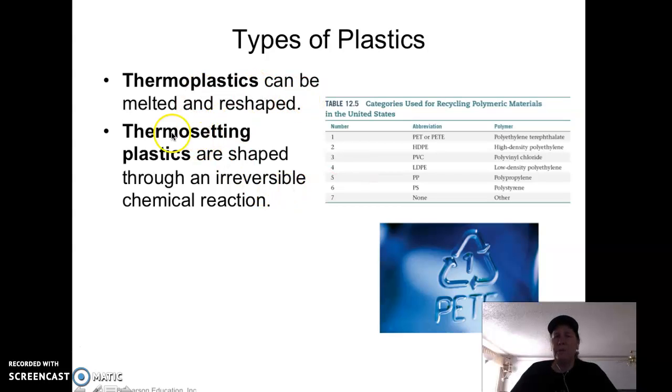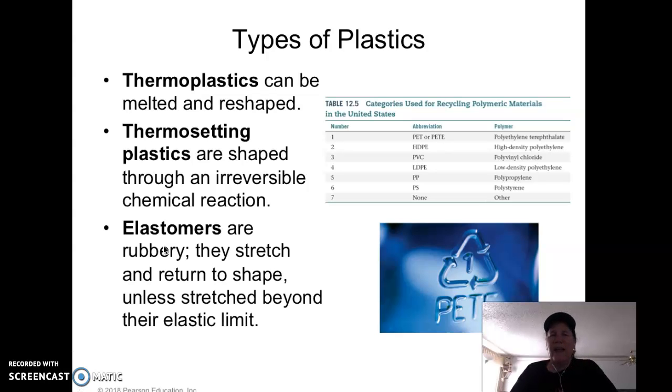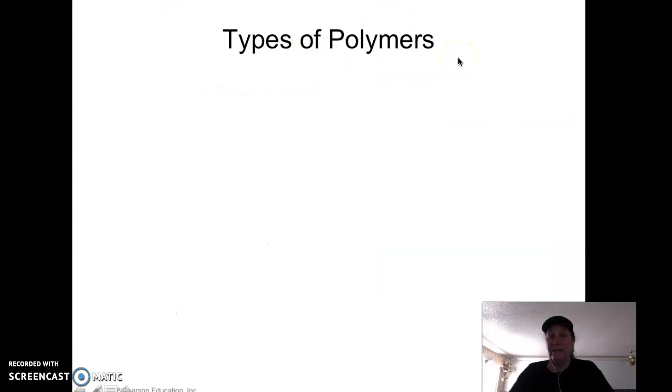The thermoplastics are melted and reshaped, so those are the good ones. Thermoplastics are the ones that are recycled because they can be melted down and reshaped. Then there are elastomers, which are very rubbery. They stretch and return to their shape unless stretched beyond their limit. They can be stretched a little bit, but once you stretch them too far, they can't. But again, these are types of plastics, and plastics are polymers.